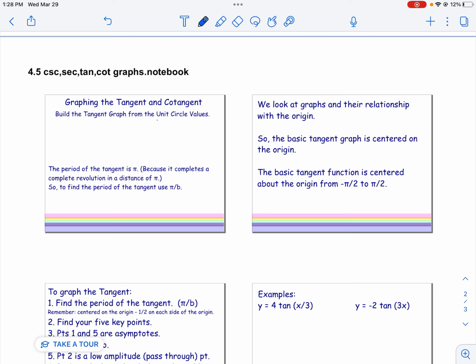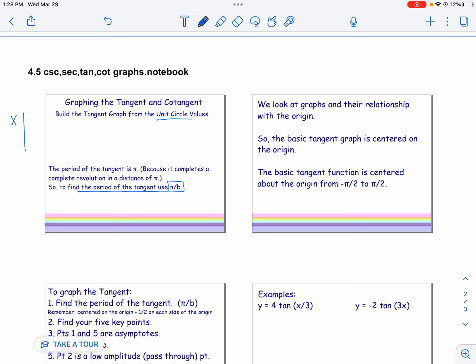First, like every other function, it's built from the unit circle. One key difference though is that the period of tangent is going to be pi, so anytime you need to find the period of tangent you use pi over b. Okay, let's look at the parent function for tangent.